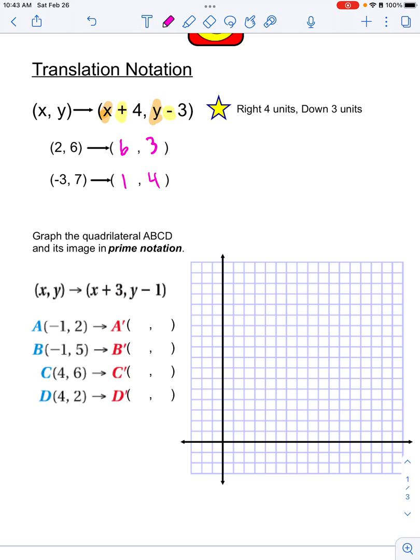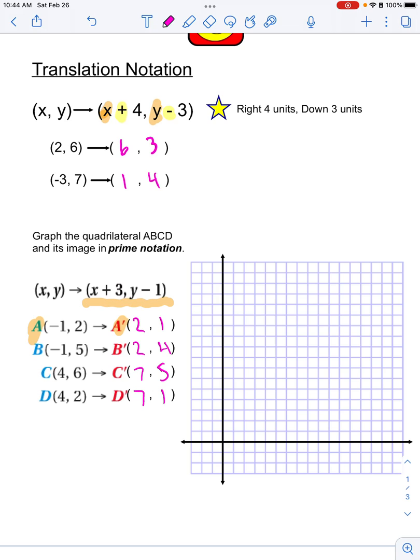Graph the quadrilateral ABCD and its image in prime notation. So again, you can see the difference. This is A prime, meaning after my first translation. I'm going to move to the right 3 and down 1. So negative 1 plus 3 is 2, and 2 minus 1 is 1. Again, 2, 5 minus 1 is 4, 7, 5, and 7, 1.